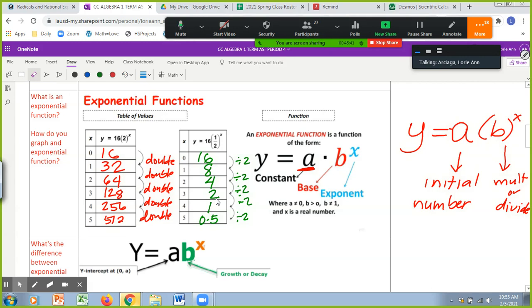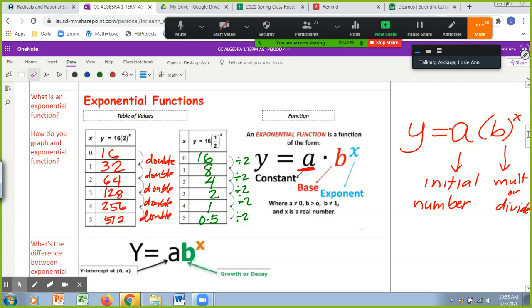Question. Whenever b is a fraction, you've got to divide. Yes, if it's a fraction smaller than 1. Yes, if it's bigger than 1, you multiply. Okay.